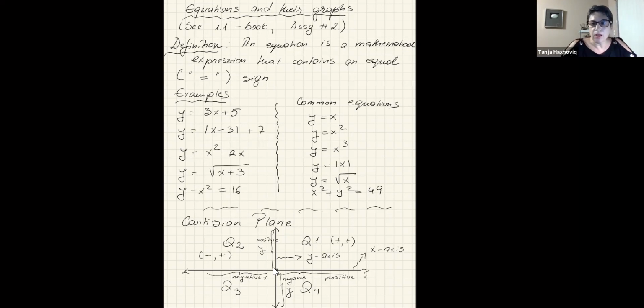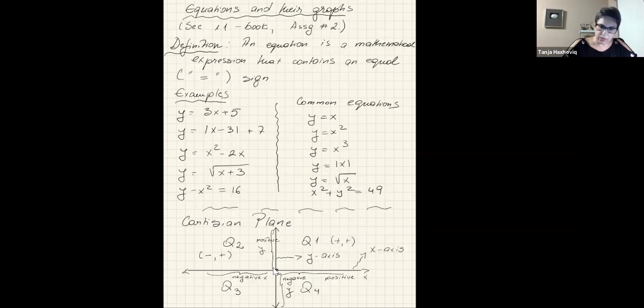By the way, whenever we talk about a point in the Cartesian plane and we want to list its coordinates, the first coordinate that we list is the x coordinate and the second coordinate we list is the y coordinate. So the coordinates are a pair of numbers. The first one is coming from the x-axis and the second one from the y-axis.